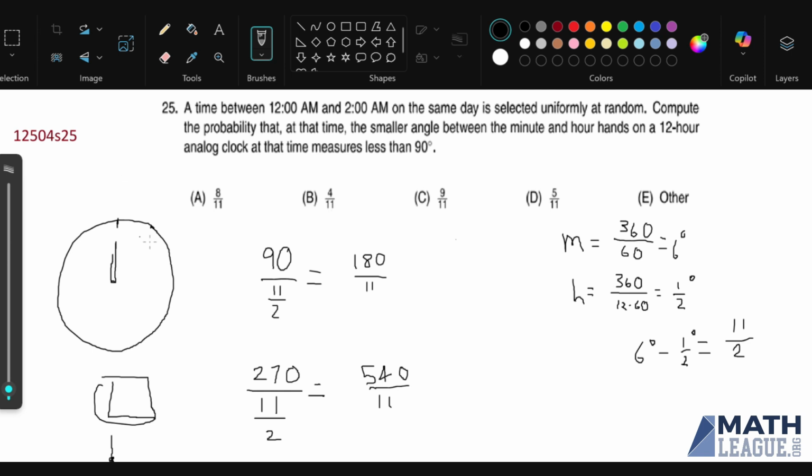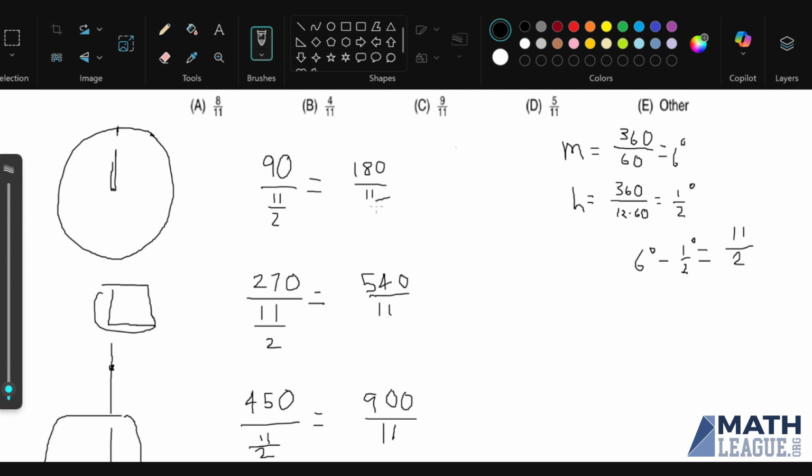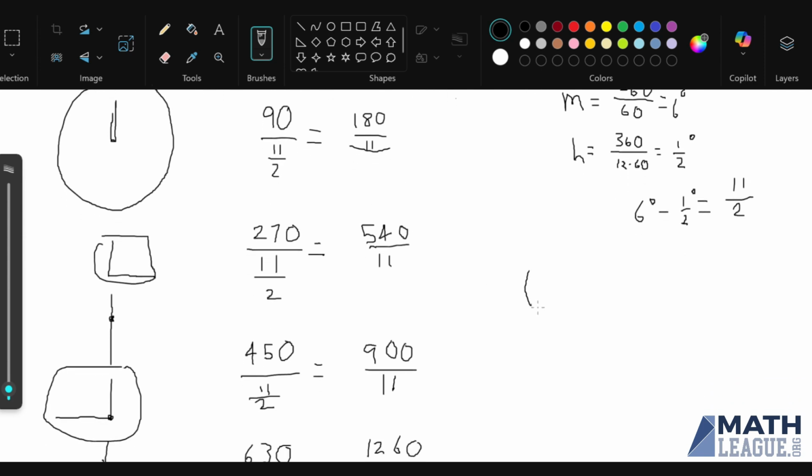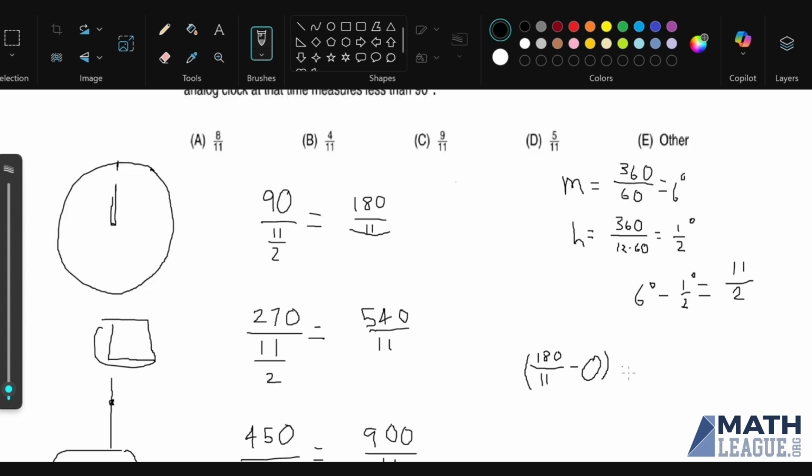And we know that since they start pointing in the same direction, we start with our desired case being turned on, essentially. And that is the case up until we reach minute 180 over 11. So for a minute length of 180 over 11 minus 0, the requirement of the problem will be satisfied. Then from 180 over 11 minutes into our time to 540 over 11 minutes into our time, that's the off case. That's the case that we don't want, so we won't count that.